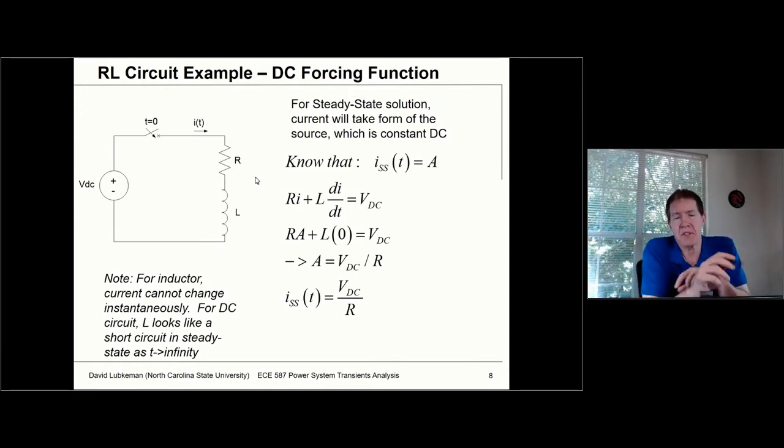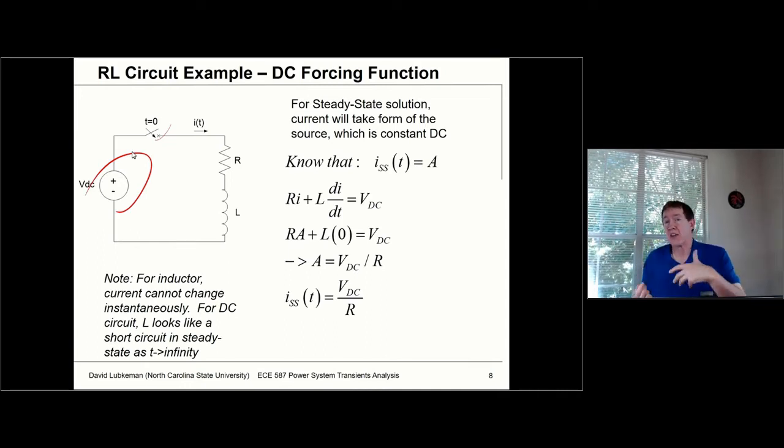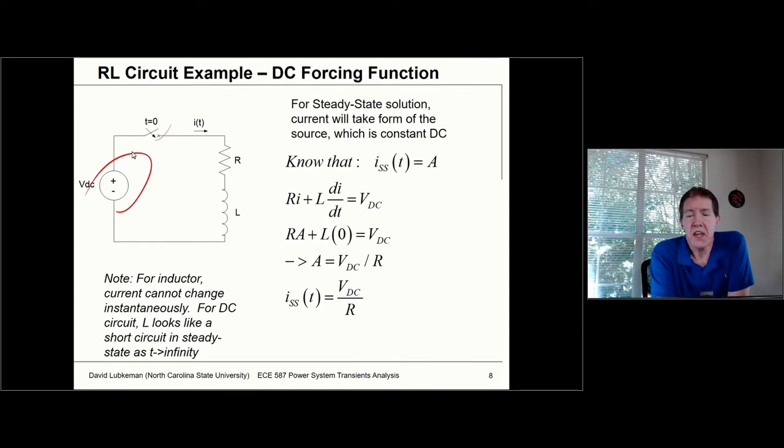So if we take the same example, the same RL circuit where we're closing the switch at time equal to 0, and we have a DC forcing function, we know the form of the solution is going to match the form of the source. If I had a sinusoidal forcing function in steady state, I'd have a sinusoidal solution. If I have a DC forcing function, the form of my solution is going to be a constant as well. So in this case, the steady state current is some constant value, and for now we can just refer to it as A.